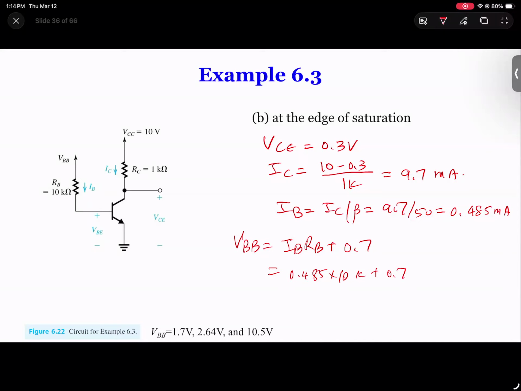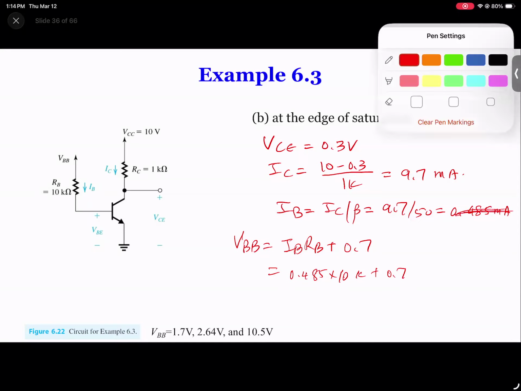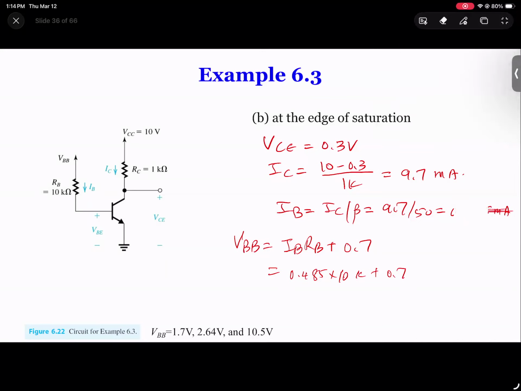No, actually, this number is wrong. This is terribly wrong. I was dividing by 2. It was dividing by 50. So that's 9.7 divided by 50. How much is it? 1.85 or something like that. 1.9. Okay, let's put it 0.19 milliamps. 0.194.